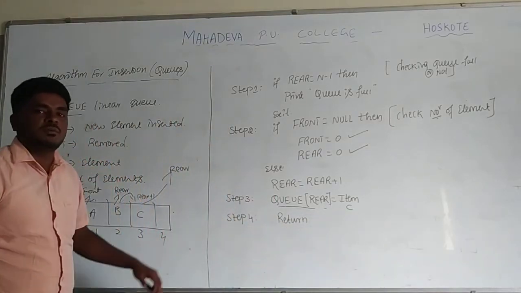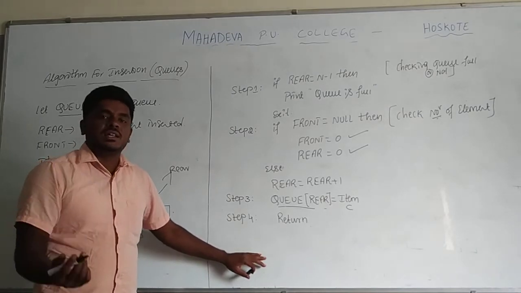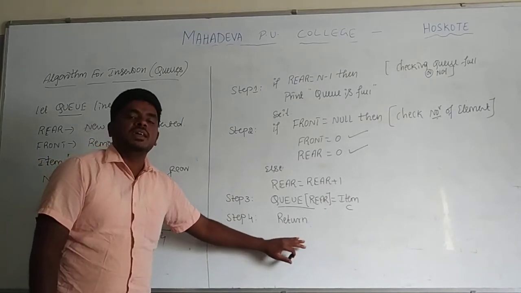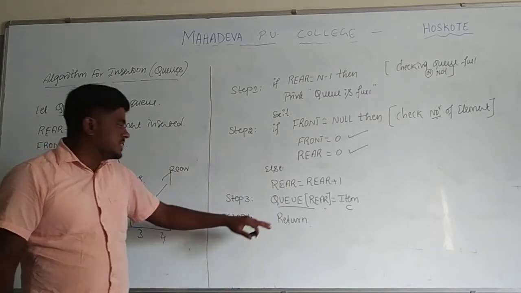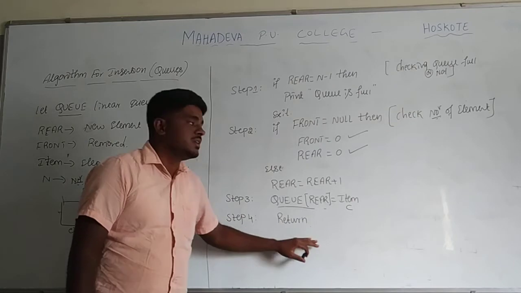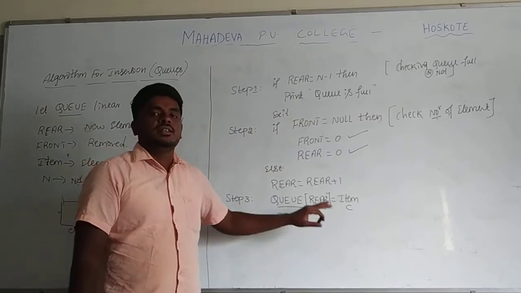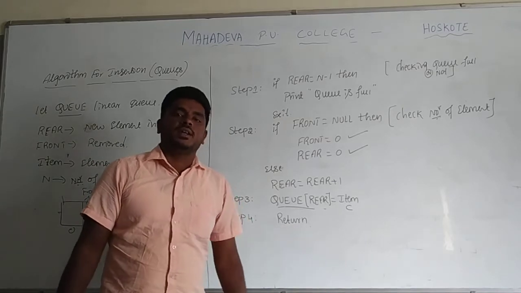After inserting a new element, if we don't go to insert another new element, then automatically it will be terminated. That is called return. You can use exit or terminate here also. Understood? Or stop we can use also. This is called the algorithm for inserting a new element into the queue data structure.